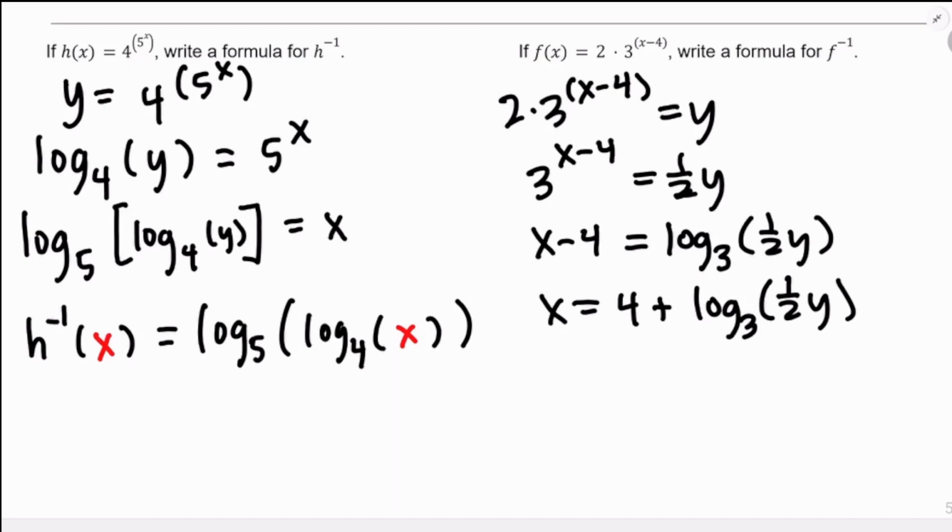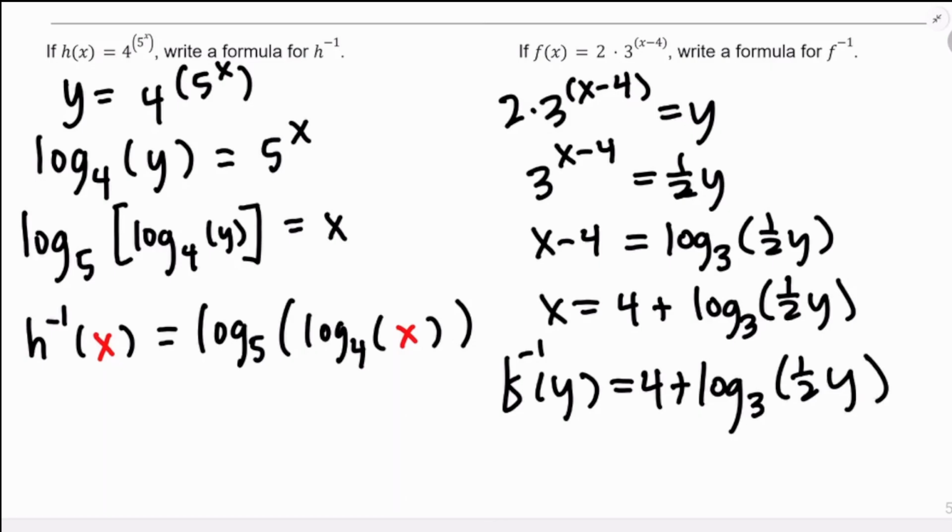Oh, I guess except to say, all right, well, f inverse of y equals 4 plus, I was talking about log properties, we could just substitute with x and have ourselves an inverse function right there.